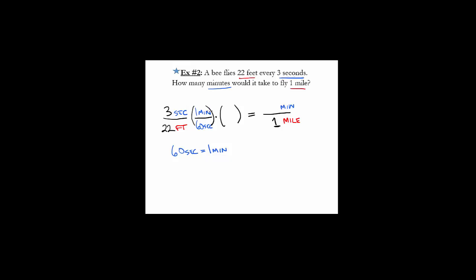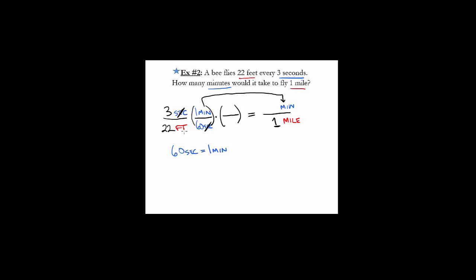And now look at what happens. It's very nice because I have seconds on the top and the bottom, and just like you can cancel out common factors, you can cancel out units. This is another key principle of unit conversion. So notice when I cancel out seconds that was on the top and the bottom, what am I left with? I'm left with minutes, which is exactly what I want to end up with. That's super. Let's keep going.